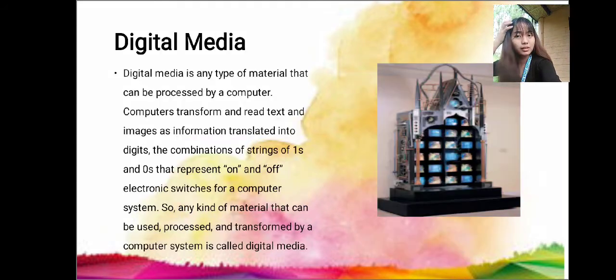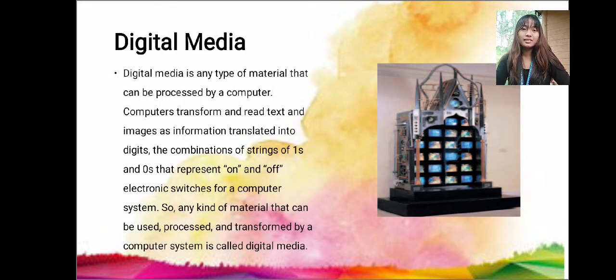So, digital media is any type of material that can be processed by a computer. So, examples of digital media are social media, software, video games, and websites that we usually see online.